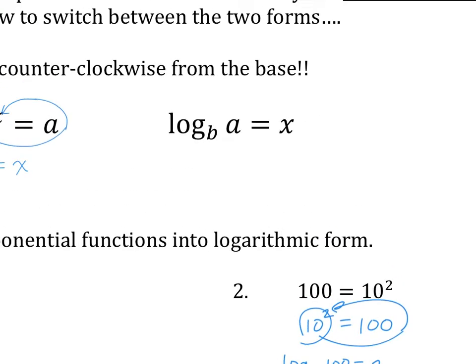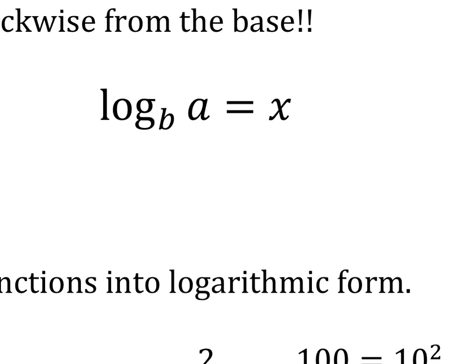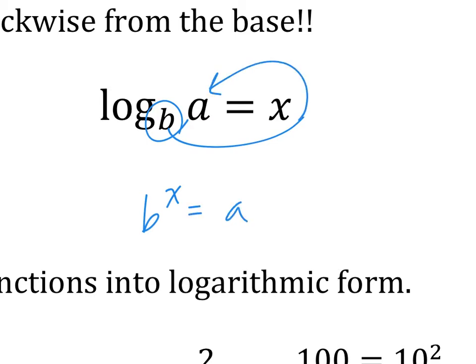Now we're going to switch from log form into exponential form. So same idea. We're going to always start at the base. So start at the base, loop around. When we loop around, that number is now the exponent. So take the base, go around again. The first thing you reach is the exponent, and it goes back on the other side of the equal sign.